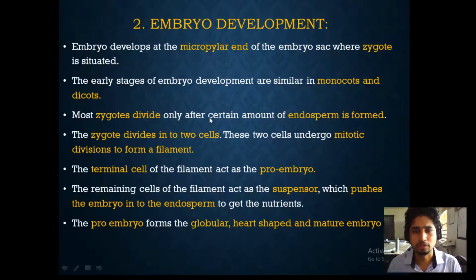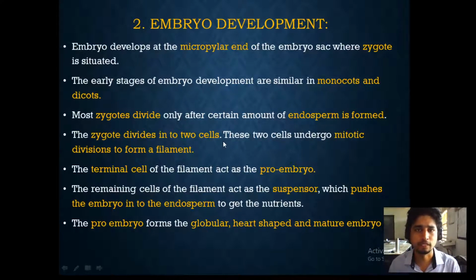And this zygote develops only after a certain amount of endosperm is formed, because we know that endosperm is required for the embryo development, so that embryo gets enough amount of nutrition from the endosperm. Once it is ensuring that there is sufficient endosperm for the nutrition, the zygote starts developing further. So this zygote is first dividing into two cells.